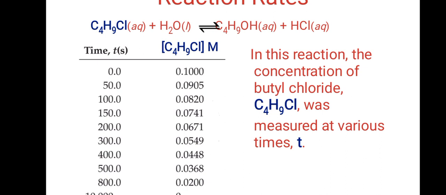As the time of reaction increased, you discover that the concentration of butyl chloride also changed. So the concentration of this particular substance varies with time, in that when there is an increase in the time, there is also a change in the concentration. The time is increasing by 50 seconds, and the concentration of butyl chloride also changes to some other amount. So this is just what reaction rates is all about.